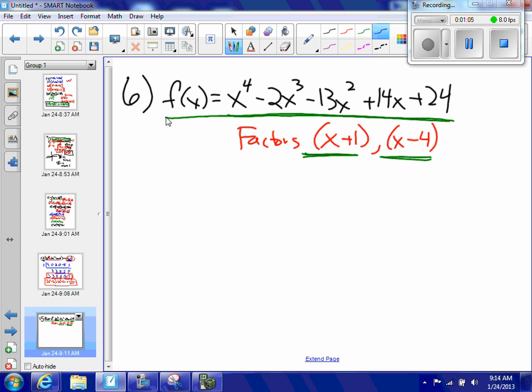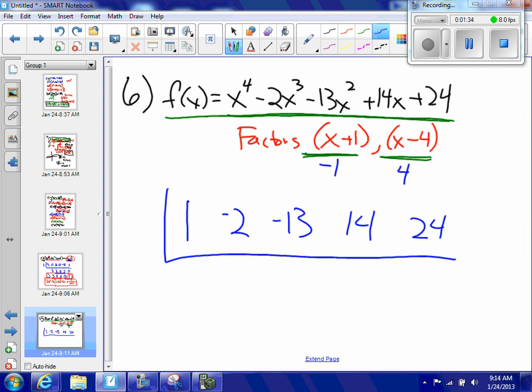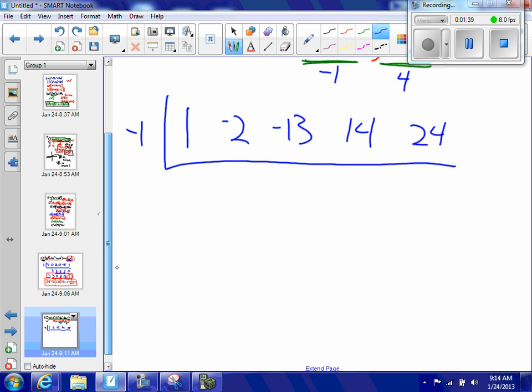So my zero for this one is going to be -1, and my zero for this one is going to be 4. Let's just use the -1 first, since it's the easiest. I'm going to take the coefficients of my original polynomial, and I have every power there. I'm not missing any power. So my coefficients are 1, -2, -13, +14, and +24. I'm going to do synthetic division with -1. Let's see what happens. It better work.